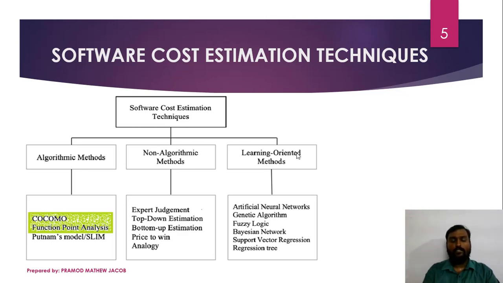In learning oriented methods, we use our previous experience in doing similar projects, and based on those estimation values we will train a system and it will predict the value for the new project. For this prediction process we use artificial neural networks, genetic algorithms, fuzzy logic, Bayesian networks, support vector regression tree, etc. Our syllabus mainly focuses on the algorithmic methods, where the algorithm or the complexity of the algorithm is concerned as the primary size estimation metric.